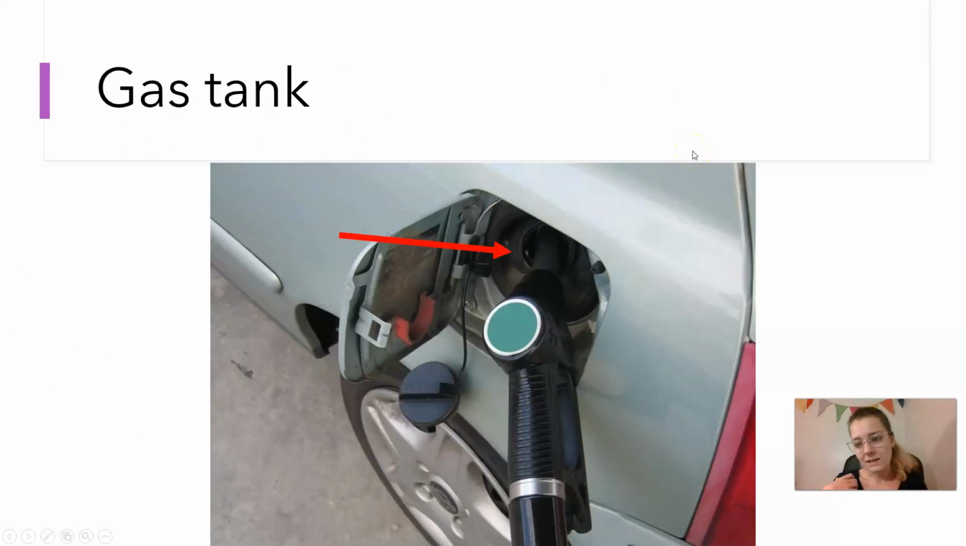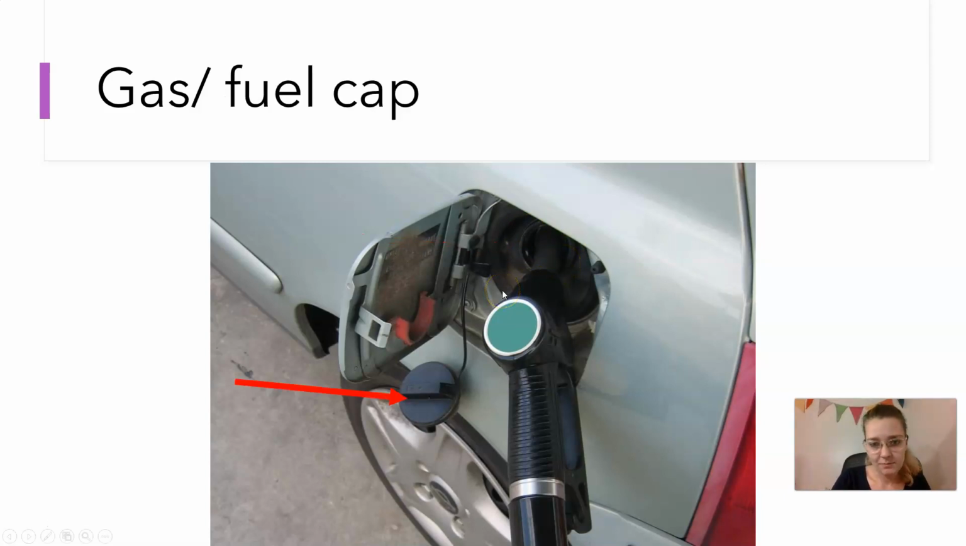Next we have the gas tank. This is the gas pump in the tank. The tank holds the gas. So the gas is going into the gas tank. We cannot see the gas tank, just we know this hole is how you put the gas in. Next we have gas or fuel cap. This little plastic thing here, that is a gas or fuel cap. When you're done filling your car with gas, you have to screw in the gas cap.